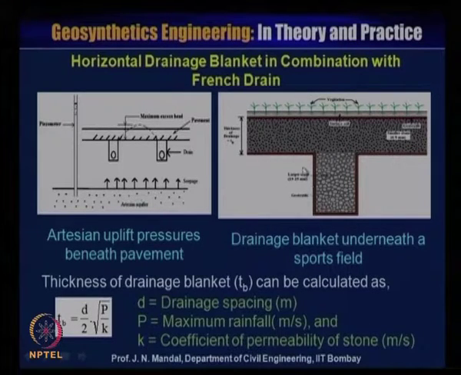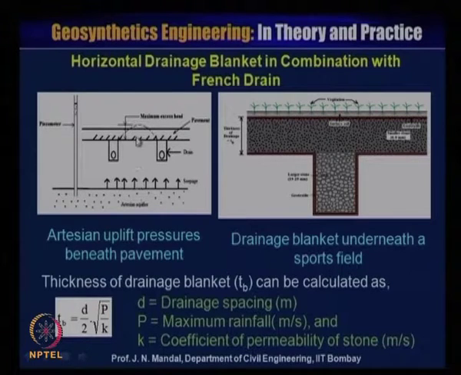And here is the geotextile material, and this is the aggregate whose size may be 19 to 25 millimeter, and this is the thickness of the blanket. Now, this is the drainage blanket underneath the sports field. Now, what happened? Actually, we can look at the left hand side figure. Here is an artesian aquifer. Then water seepage goes upward, and here is the drainage.